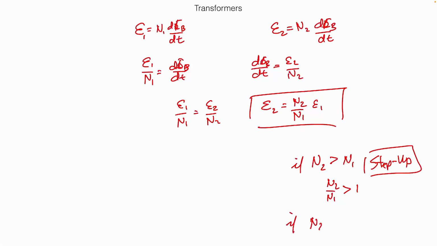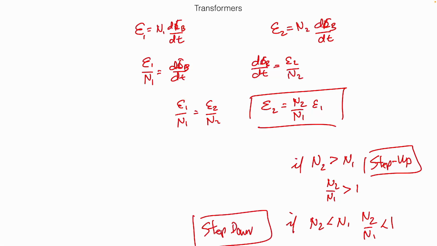But if the number of windings is less in the secondary than it is in the primary, what is your ratio going to be? It's going to be a number smaller than 1, right? And if we had 10 times fewer windings, we would have like a 1/10 here. And so our voltage would go down by a factor of 10. You want to take a guess as to what we call this one? Step down. But it's important to realize what is being stepped up and what is being stepped down.